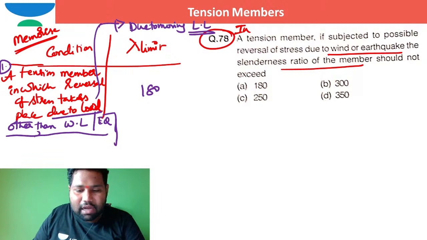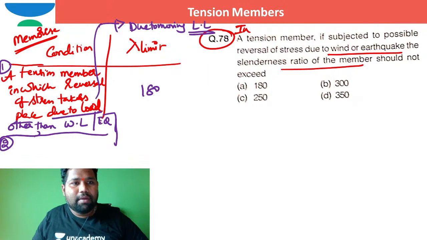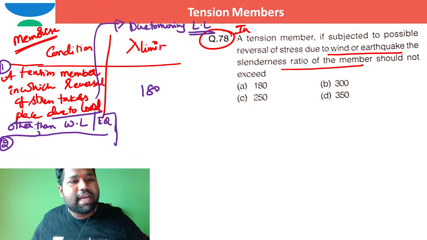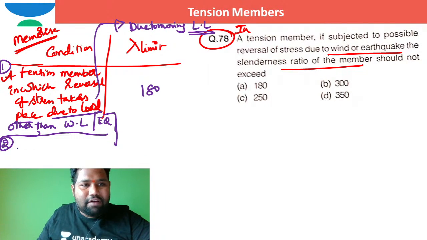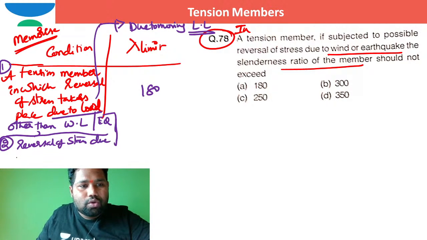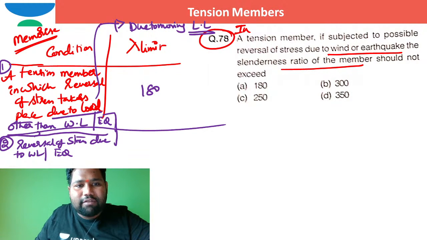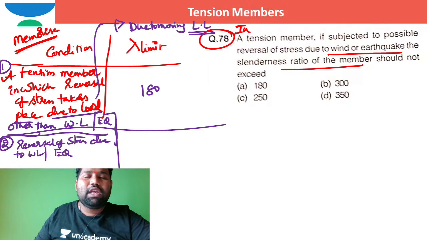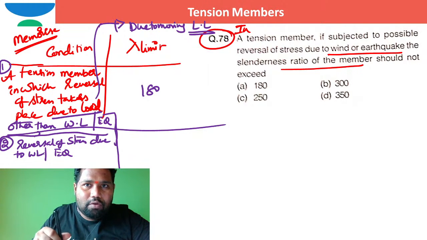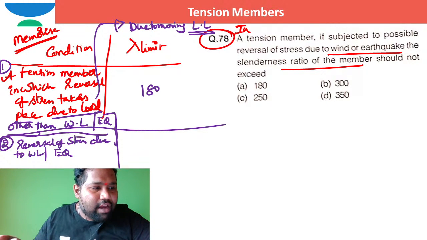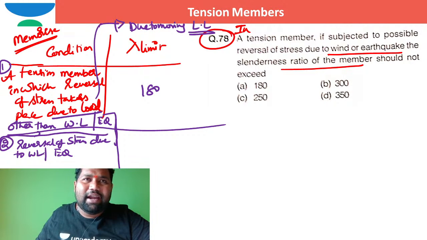Now some people will say, sir, what about condition 2? Condition 2 is a tension member in which reversal of stress takes place due to wind load or earthquake load. Here wind load and earthquake load are also acting. In your previous case, only moving live load is there, but in the second case, in addition to moving live load, there is a chance of wind load and earthquake load also happening. In such a case, the slenderness ratio limit can be increased to 350.